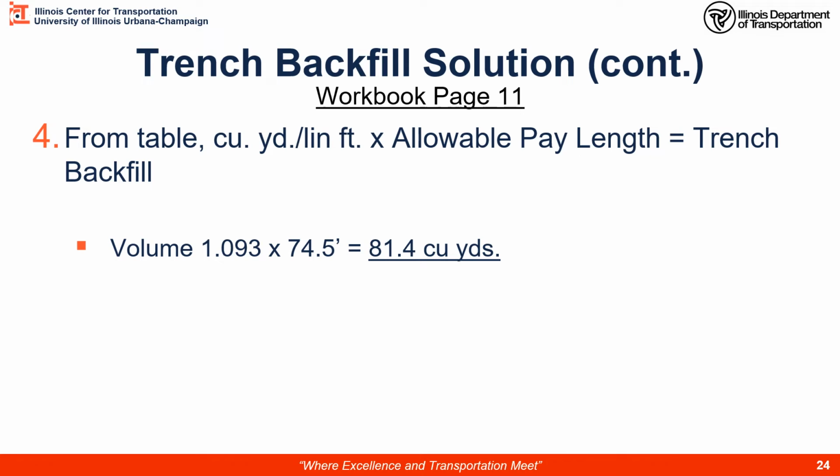If you go to page E3 of the tables for trench backfill, you will find 42-inch pipe on the top, and then the 6.8 feet gives you the 1.093 value. So that's cubic yards per foot of run. Multiply that out and you get your 81.4 cubic yards.